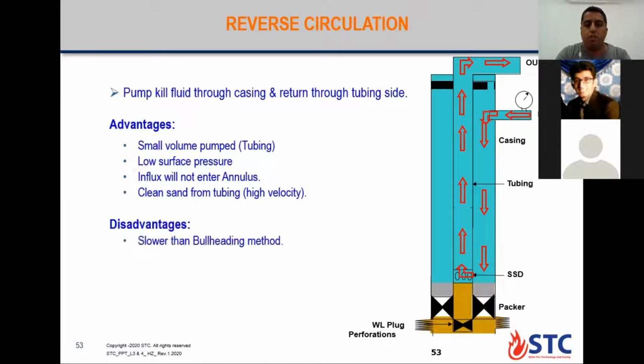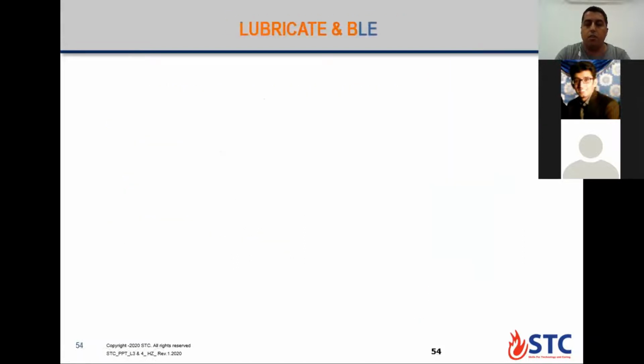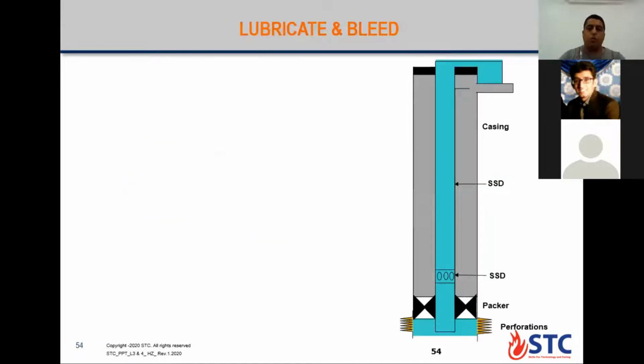The disadvantage is that this method is slower than bullheading because it is a circulation method. The last method is lubricate and bleed. First we choose the circulation method, reverse circulation, as planned. If you don't have the option for circulation, I will go for bullheading. If I don't have a plan or I have a problem with bullheading, I go to the last option, the alternative method, lubricate and bleed.